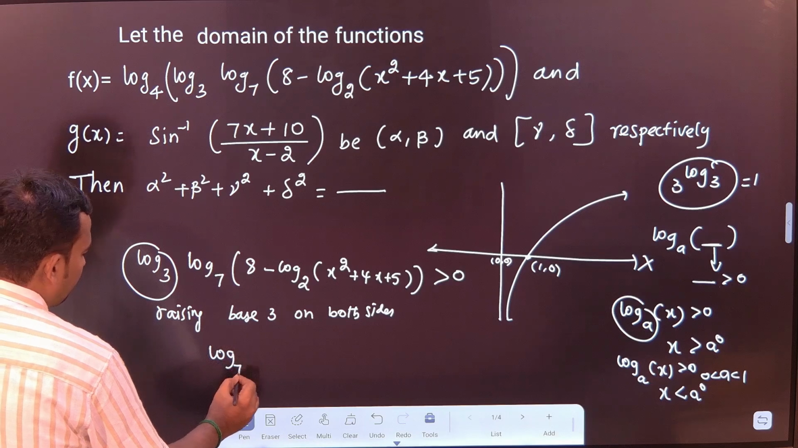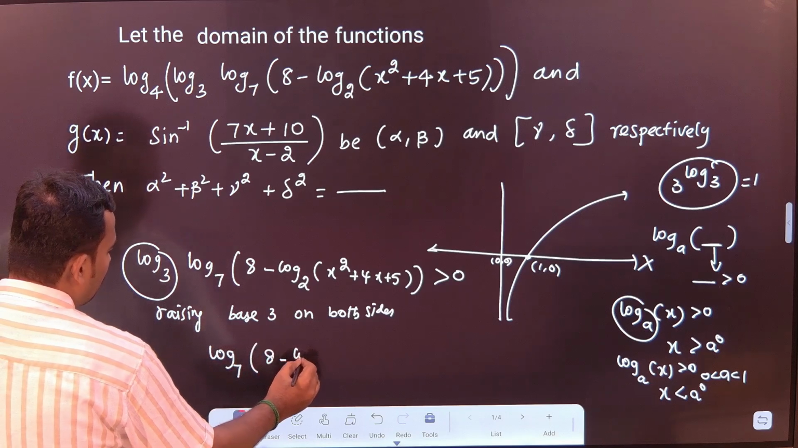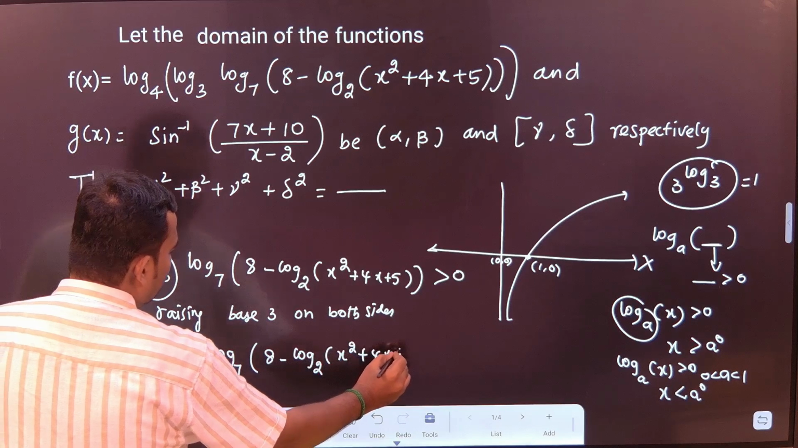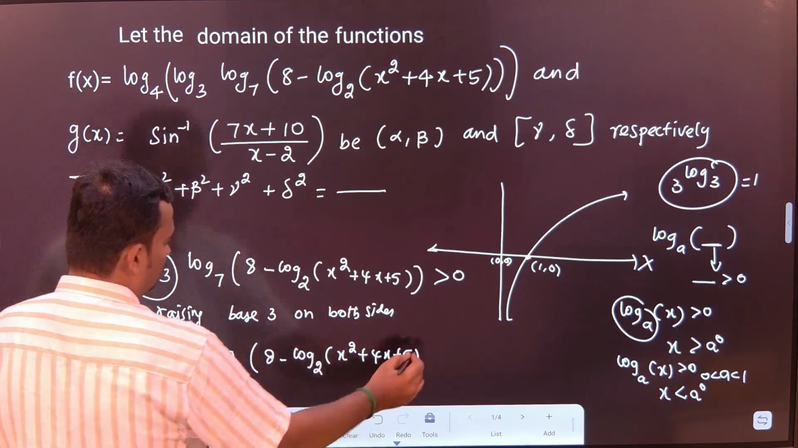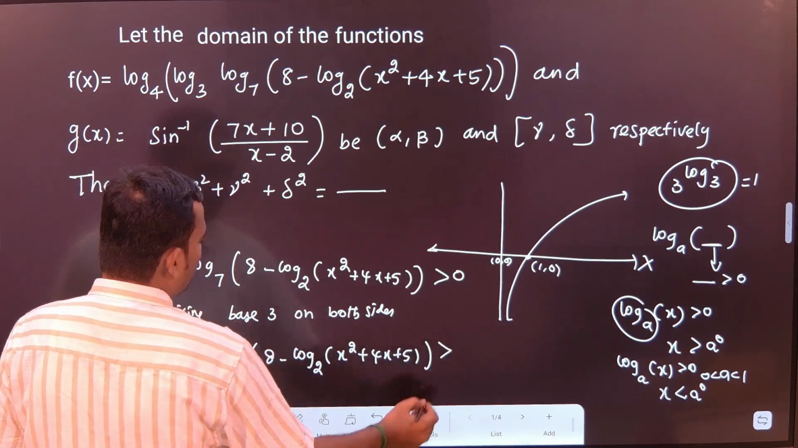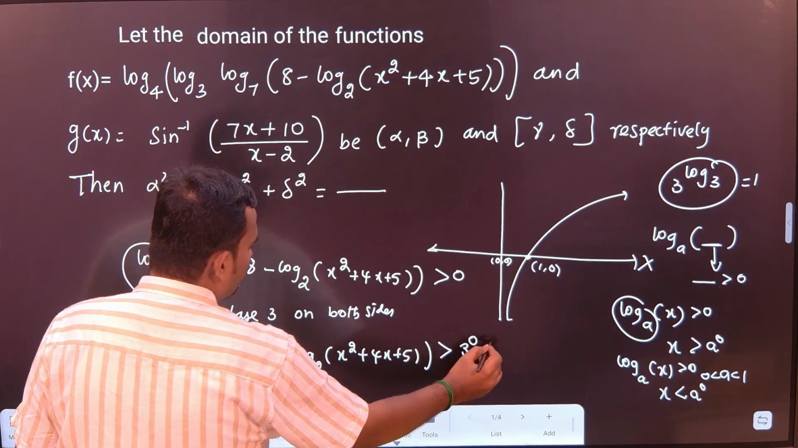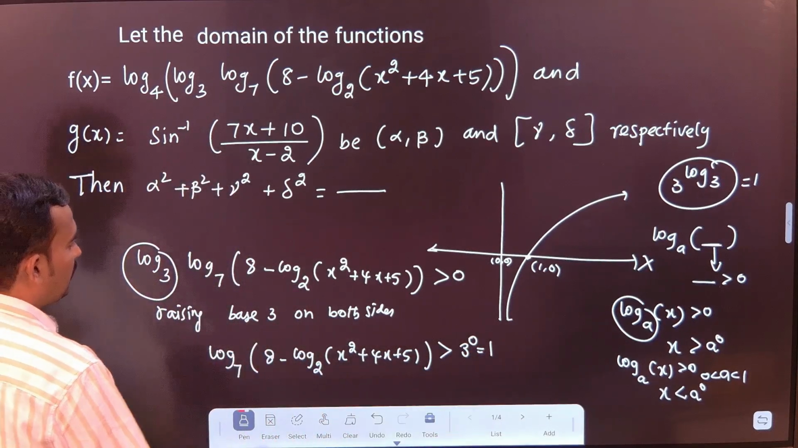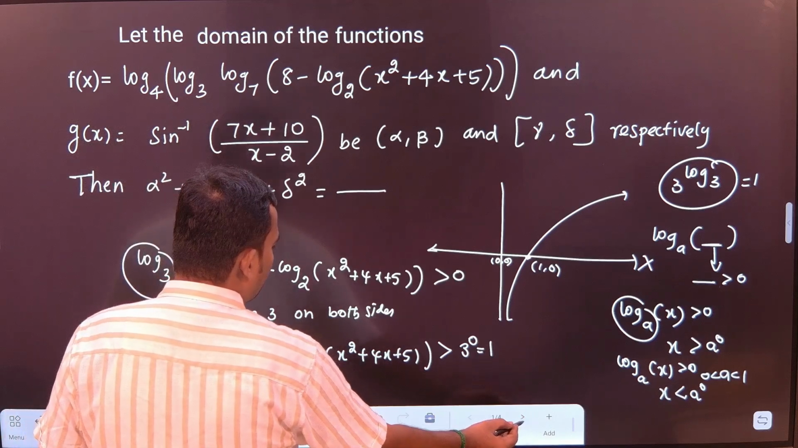Then log base 7, 8 minus log base 2 of x square plus 4x plus 5 is greater than 3 power 0. 3 power 0 is what? 1. Clear? Okay. Let me take another page.